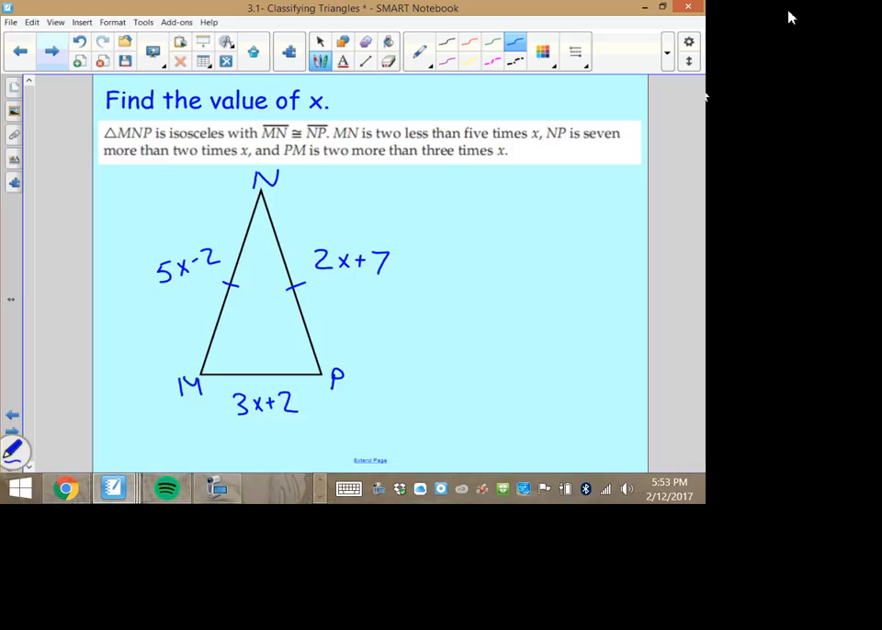So finding the side lengths, we can set 5x minus 2 equal to 2x plus 7. Solving, we can get 3x equals 9, so x is going to equal 3, which means that plugging in to solve for the sides of our triangle, we'll get 2 times 3 plus 7, so 6 plus 7, which is 13, and since these are congruent, this is also 13. Plugging in for x, we'll get 3 times 3 for 9 plus 2 is 11.